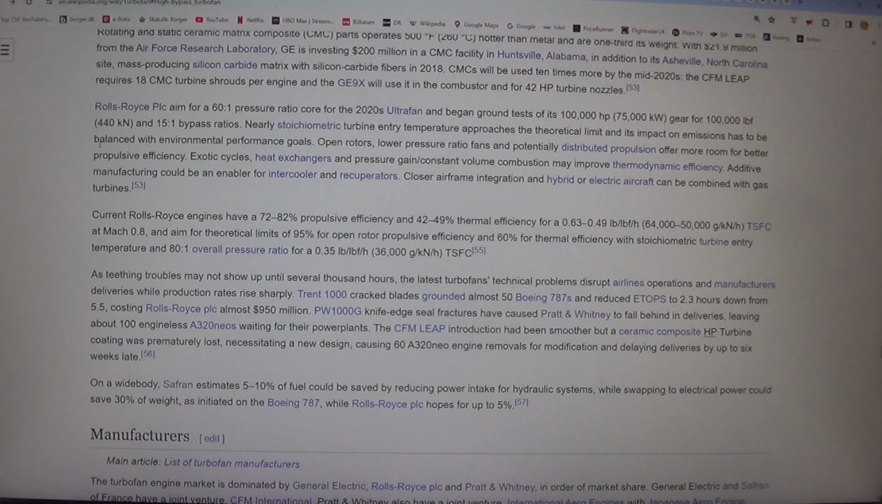Nearly stoichiometric turbine entry temperature approaches the theoretical limit and its impact on emissions has to be balanced with environmental performance goals. Open rotors, lower pressure ratio fans and potentially distributed propulsion offer more room for better propulsive efficiency. Exotic cycles, heat exchangers and pressure gain / constant volume combustion may improve thermodynamic efficiency. Additive manufacturing could be an enabler for intercoolers and recuperators. Closer airframe integration and hybrid or electric aircraft can be combined with gas turbines.